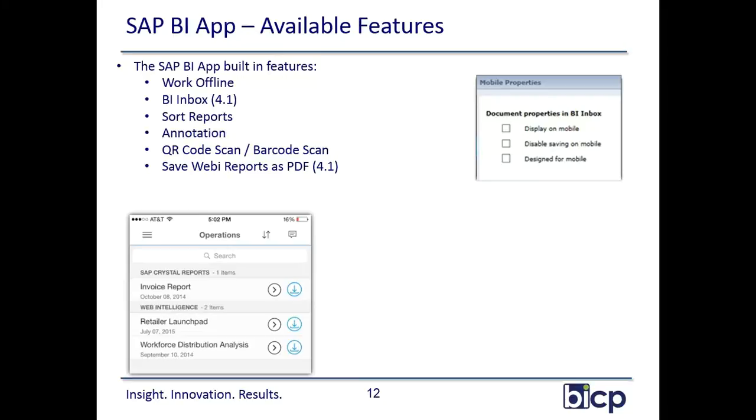So with the release of 4.1, you're now able to save Webi reports in a PDF format on the SAP BI application, and you are able to refresh that report as well. When I first saw this out in the marketplace, I thought to myself, wow, it's kind of taking a step back. With mobile reporting, we're trying to get people away from these PDF files and onto something really dynamic, where you can slice and dice and filter and whatnot.